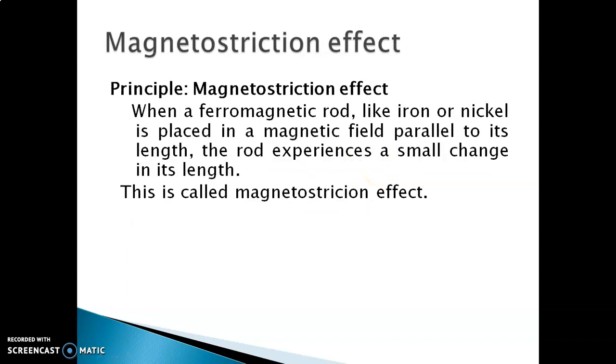First of all, let us see what is the basic principle of this magnetostriction oscillator. The basic principle is called the magnetostriction effect. That is, if a ferromagnetic rod like iron or nickel is placed in a magnetic field parallel to its length, the rod experiences a small change in its length. This is called the magnetostriction effect. So, if it is a varying magnetic field, the length of the ferromagnetic rod also changes. Let us see this diagram.